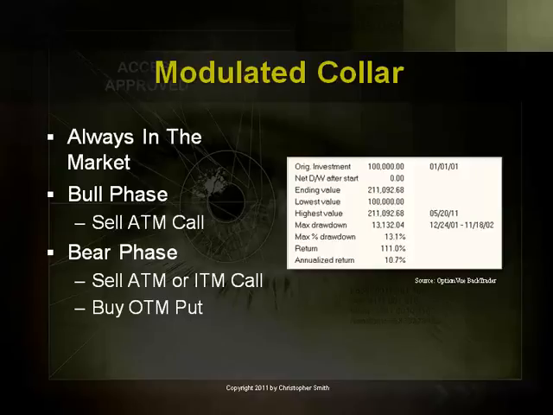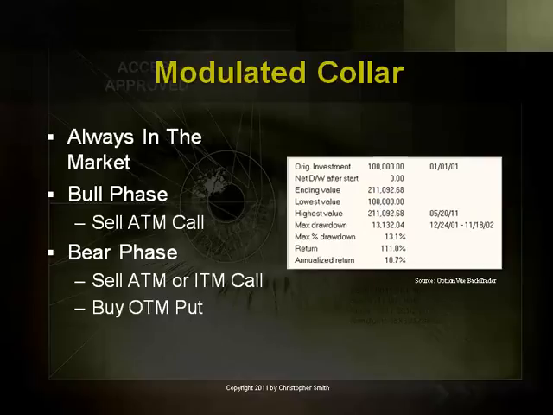All right, we started out with $100,000 in capital, ending value $211,000. Our lowest value was $100,000, so we never dipped below our starting capital. Our starting capital was safe at every step of the way. Highest value was the ending value. Our max drawdown during the test was $13,000, or about 13.1%. Our total return was 111%.